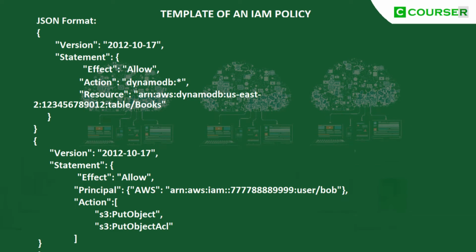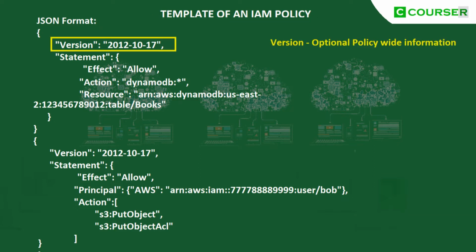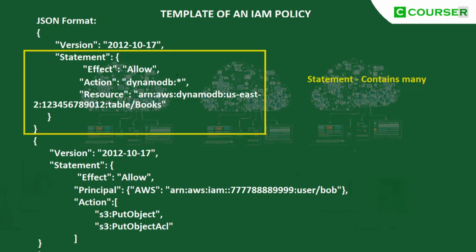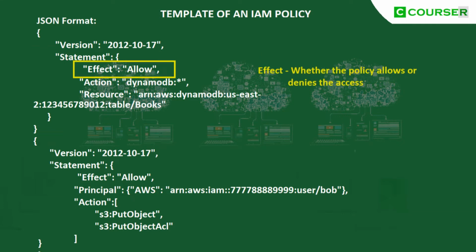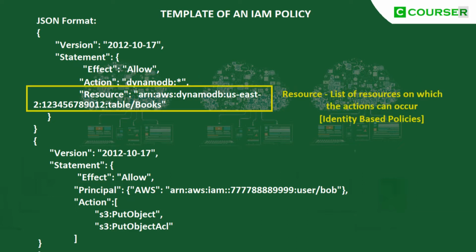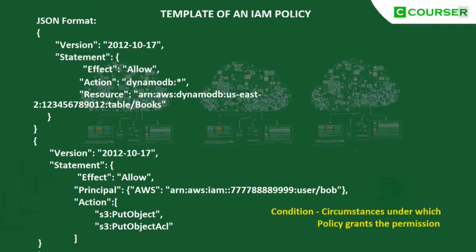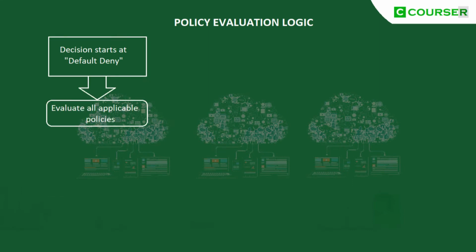So if you see a template of an AWS policy, the JSON format is JavaScript Object Notation, and version is an optional policy element. If you take a statement, it contains the effect and actions. Effect is the policy that allows or denies the access. Action is a list of actions that are allowed or denied. Resource is a list on which actions can be performed. And principal is who is granted the permission. Conditions are the circumstances under which the policy is applied.